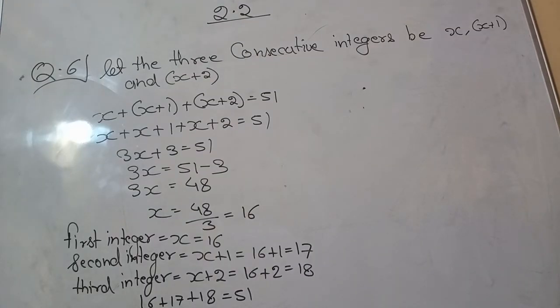Now we will solve question number 6. And what is given in question number 6? 3 consecutive integers add up to 51. What are these integers? Now let me explain what is the meaning of consecutive.